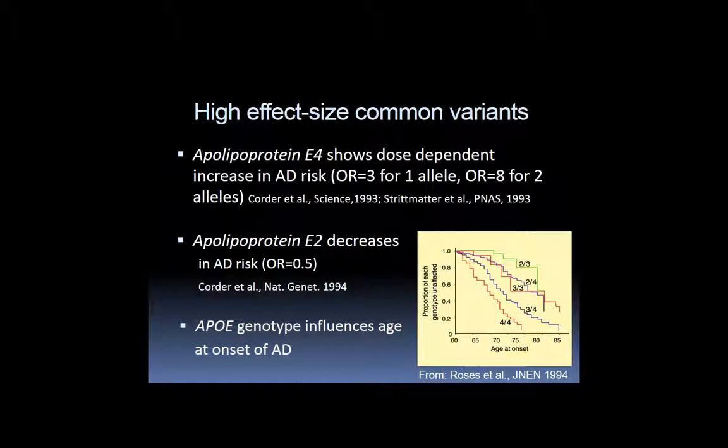Yes. Why do you think 2s are so rare? In the population? Well, APOE4 is actually the ancestral allele in the sense that if you go back and look in other primates, the sequence is most similar to APOE4, right?